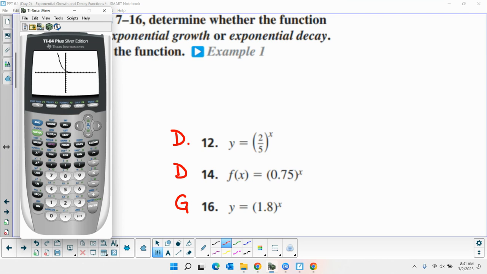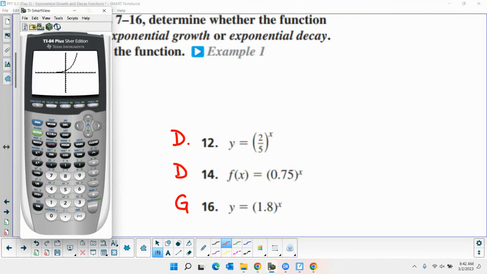All right. If we do 0.75, which is 3/4, right? So if I just change that to 3/4 and graph, looks pretty close. Well, it's a little flatter, I guess. Okay. And then 1.8. It'll start out flat and then take off.